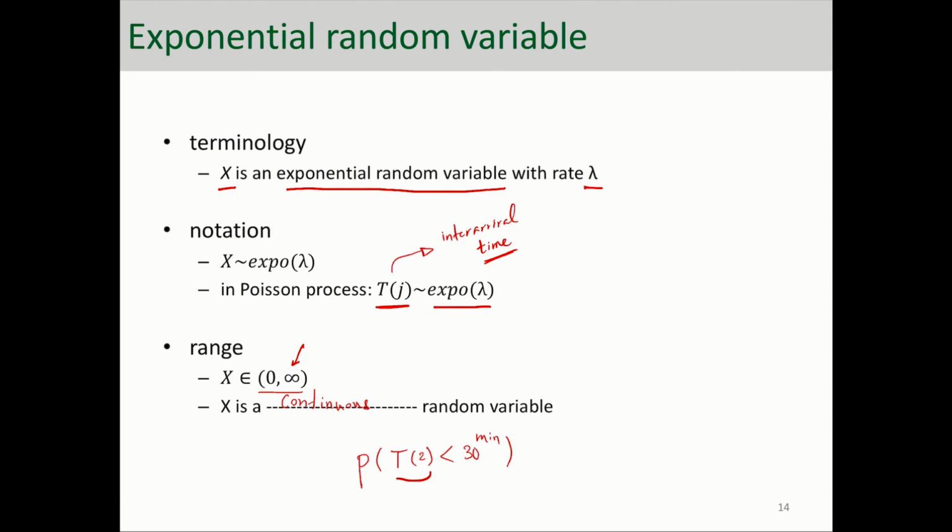First of all, this T is continuous, where Poisson was discrete, so pay attention to that. So from now on, exponential, which is time between arrivals, is going to be continuous. And the probability of T2 being equal to 30 minutes is just equal to 0, because it's a continuous random variable. So we're talking about ranges. Less than 30 minutes, between 30 minutes and 15 minutes, and so on. How do we calculate that probability?